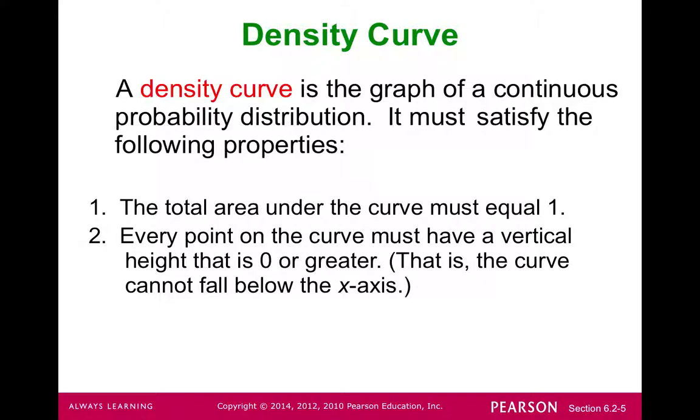And that should make sense to us based on other things that we've seen in the course, where all probability must add to 1. Probability of success plus the probability of failure, probability of an event plus its complement must equal 1. And that 1 is really the same thing as 100%. So saying that the total area under the curve must represent 1 or 100% of the total probability. And every point on the curve must have a vertical height that's 0 or greater. That is, the curve can't fall below the x-axis. Wherever your x-axis is, the curve is always above that. It never dips below.